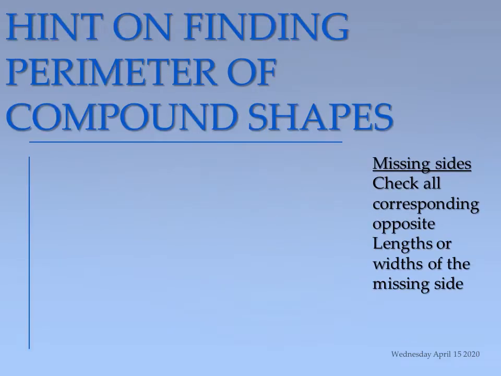Now I'm going to show you a hint on how to find perimeter of compound shapes. But first of all, what is a compound shape? A compound shape is a shape that has two simple shapes in one shape. So you can have like two rectangles or two squares, or one rectangle and one square in one shape only. I'll show you that in the next few seconds.